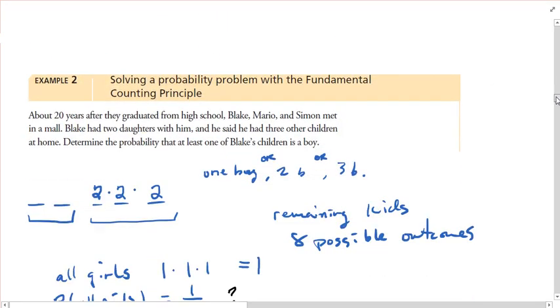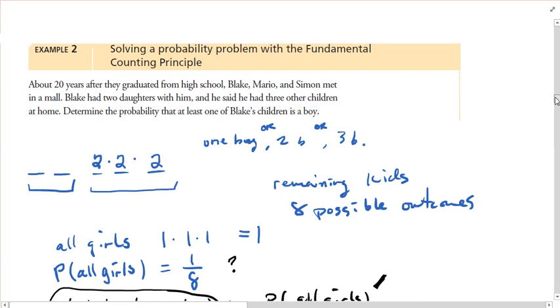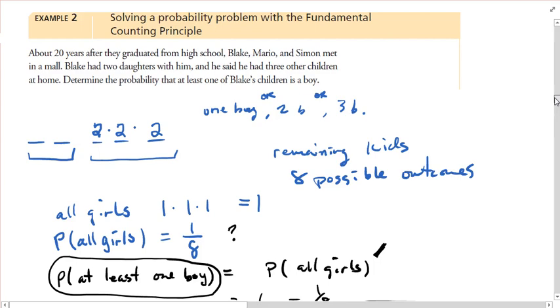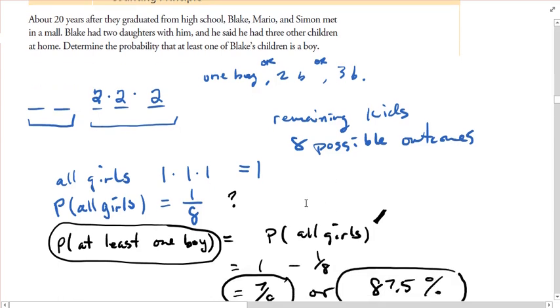Now example 2, I don't know if we want to go over example 2 or not, but I will point this out. I'm going to leave this up on the screen so that you can go over this. It says determine the probability that at least one of Blake's children is a boy. Now I haven't read the whole example. You can read that on your own if you want and take a look at what I've done so far.